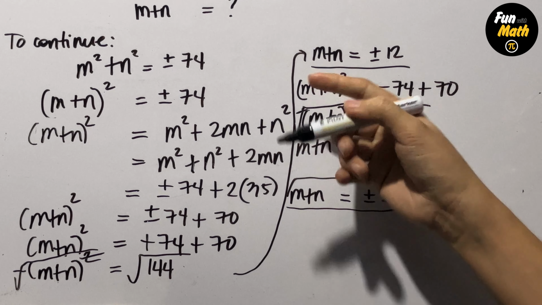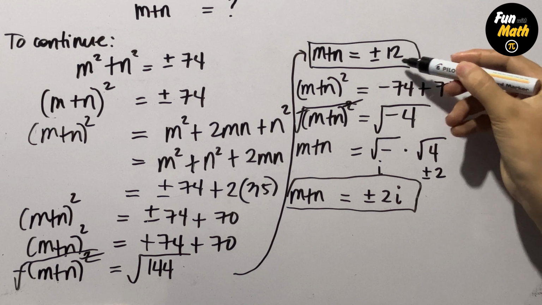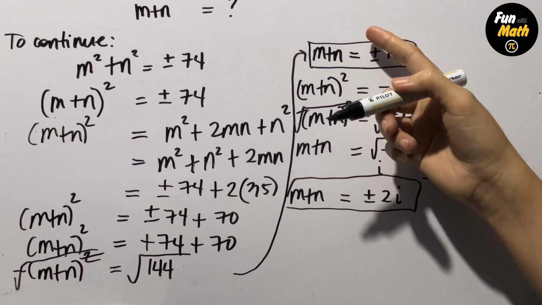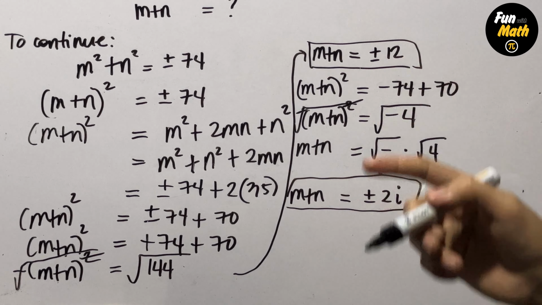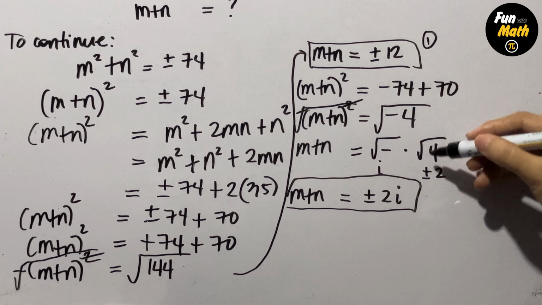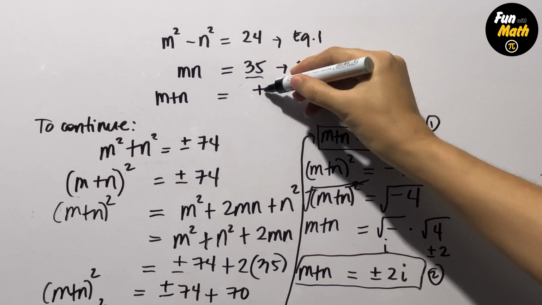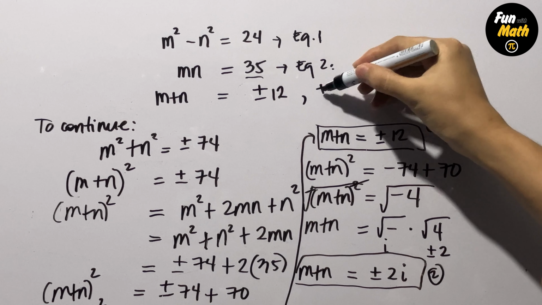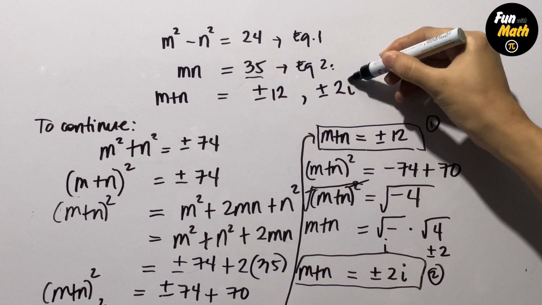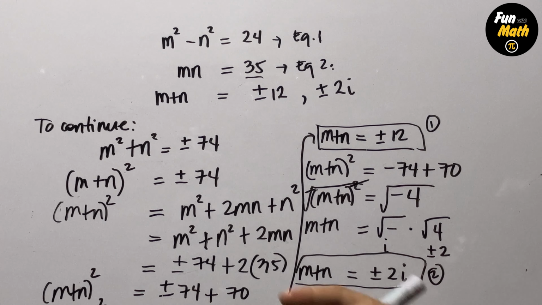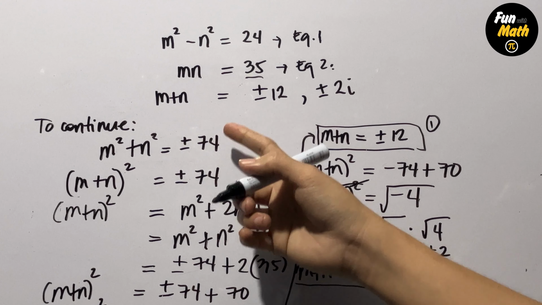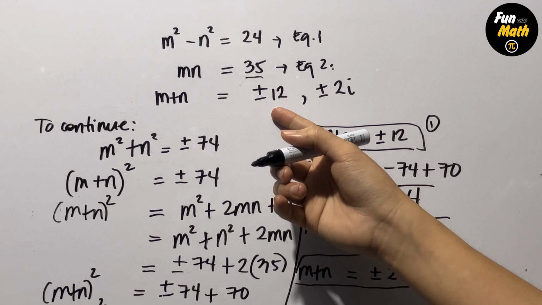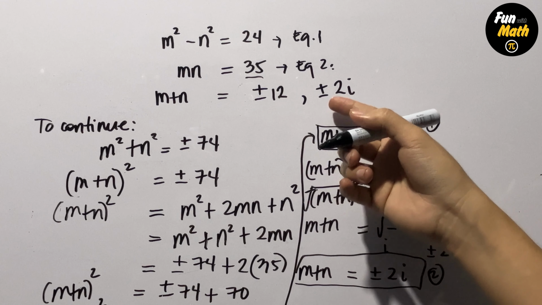The first one is m plus n is equal to positive negative 12. Therefore, the values of m plus n are positive negative 12 and positive negative 2i.